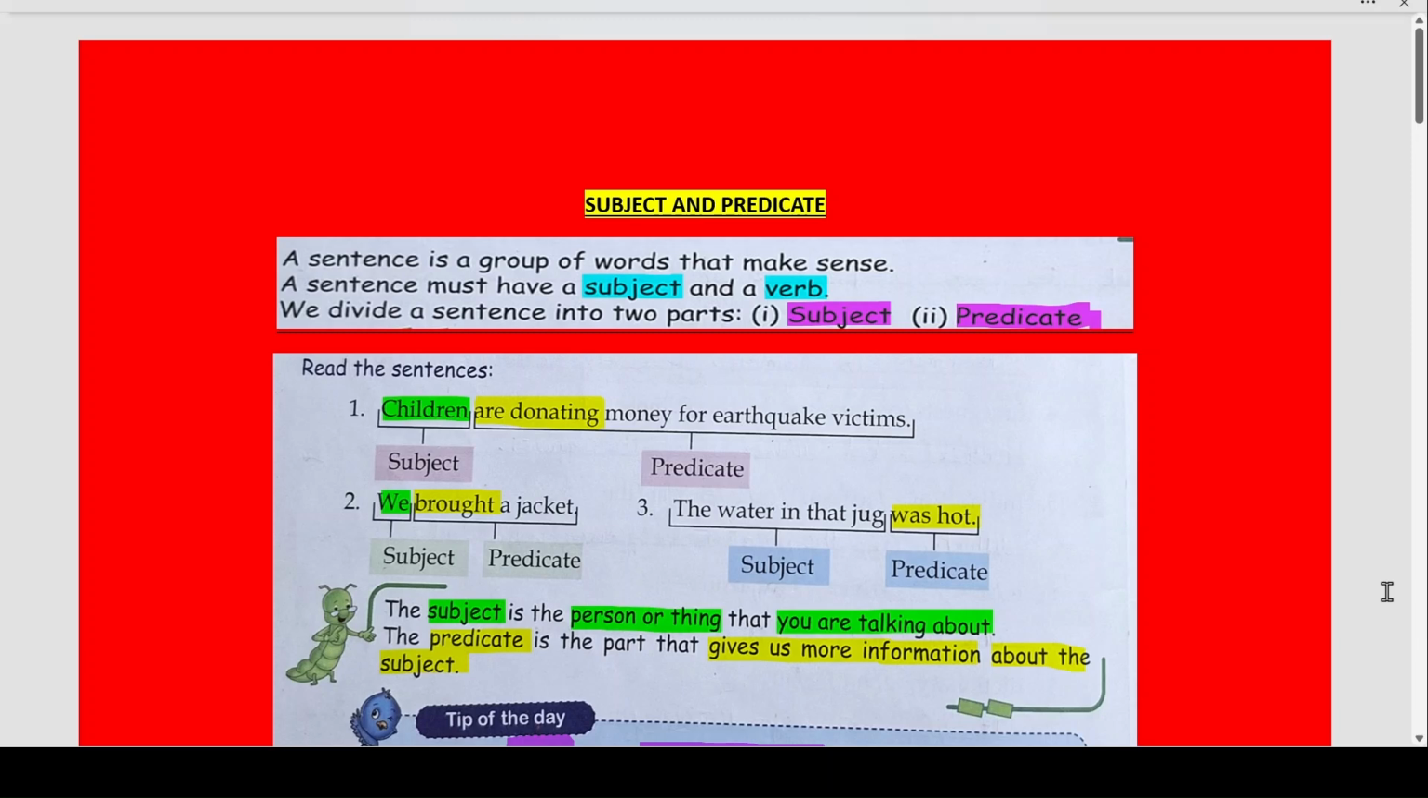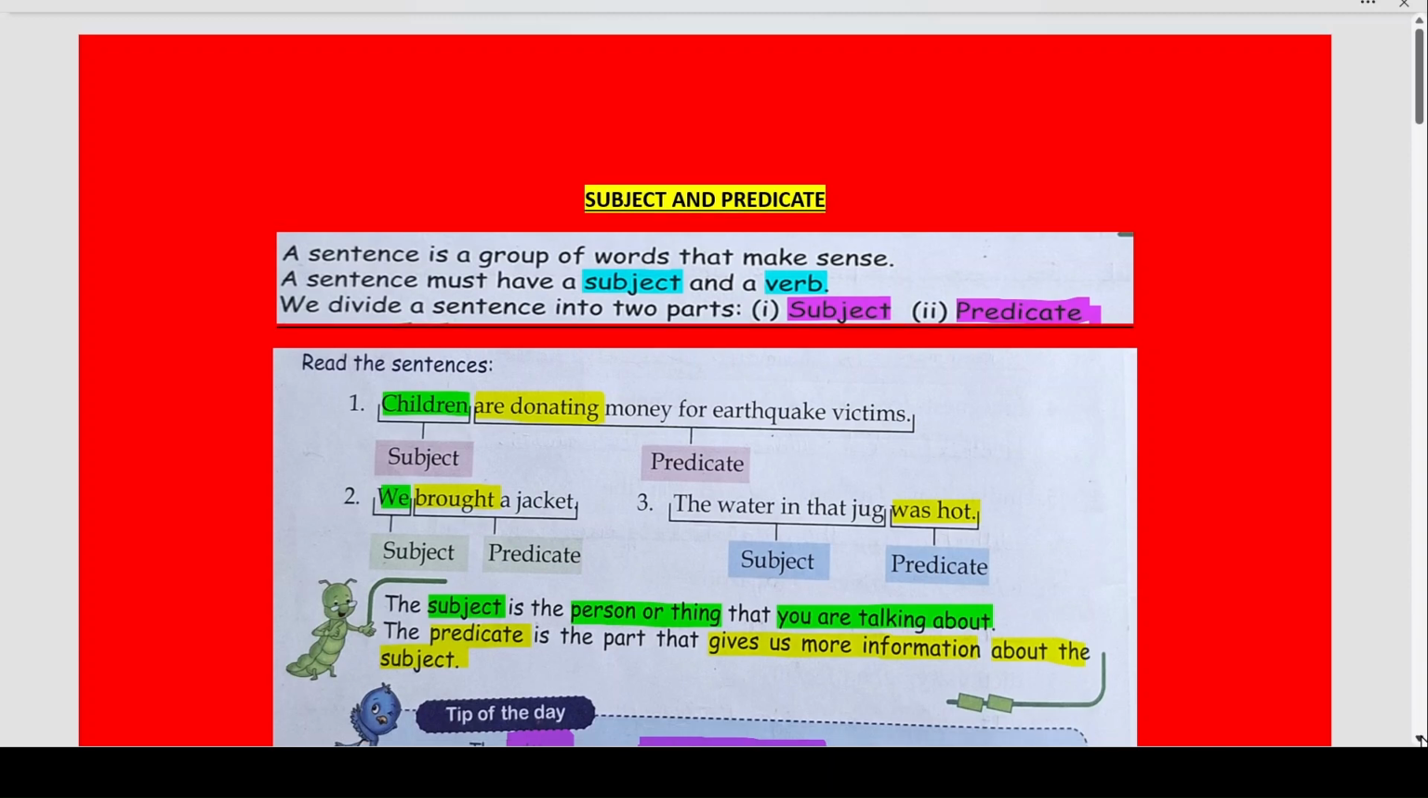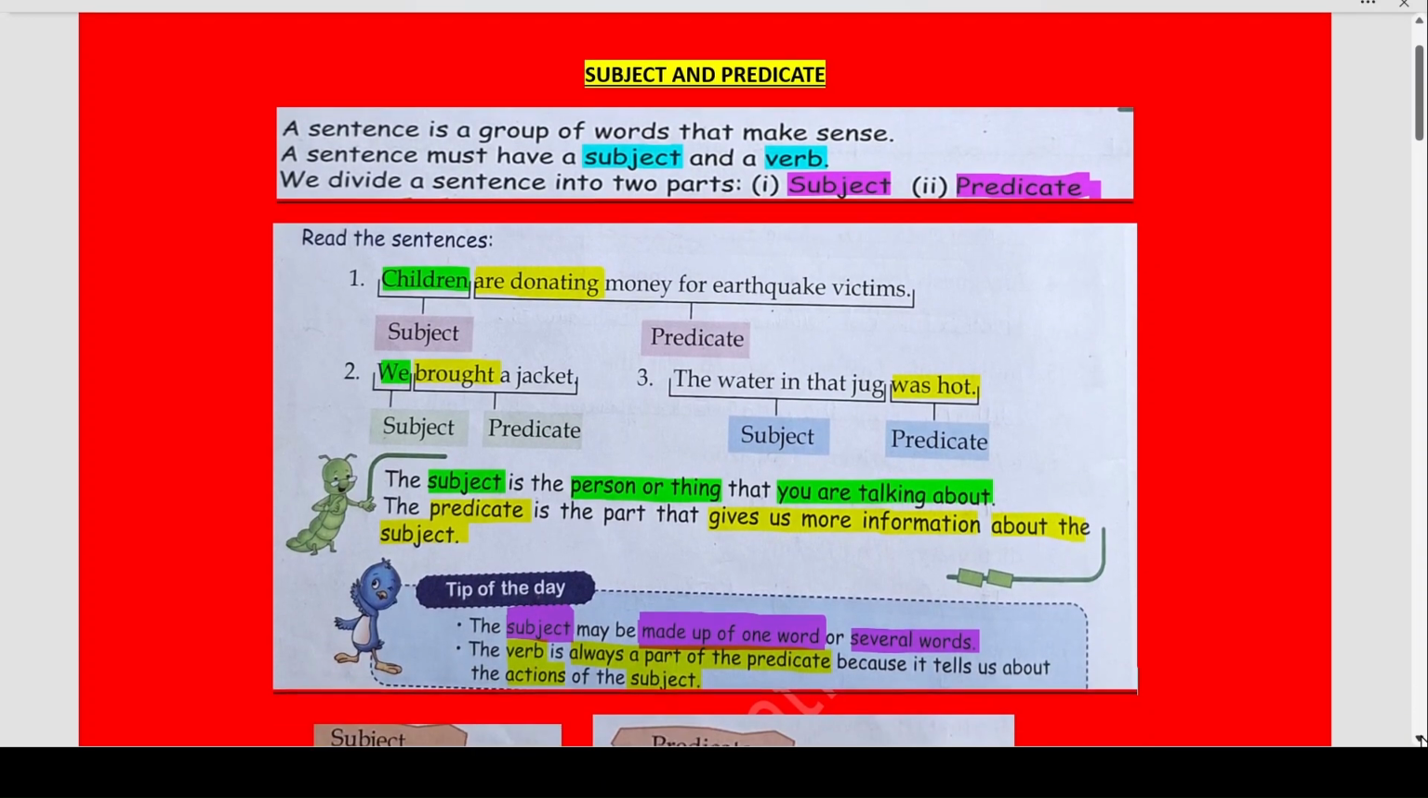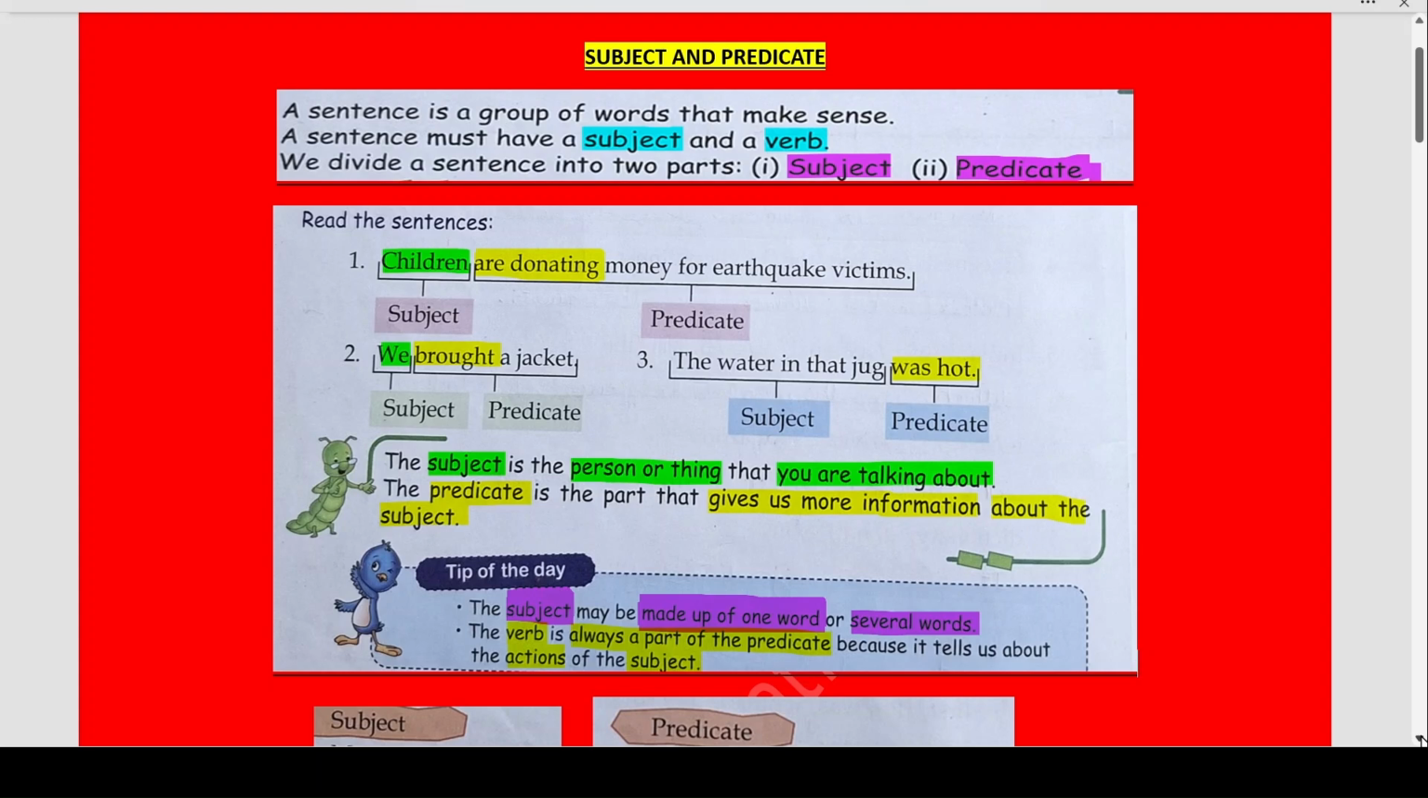Today we shall study about subject and predicate. Now, what do we understand by subject and what do we understand by predicate? Before that, we need to understand what is a sentence. A sentence, students, is a group of words, a collection of words which make sense.